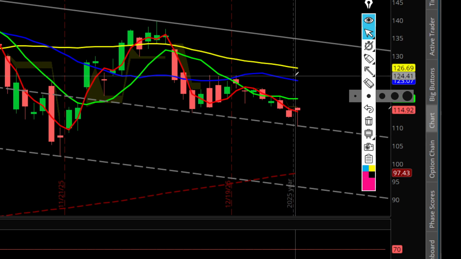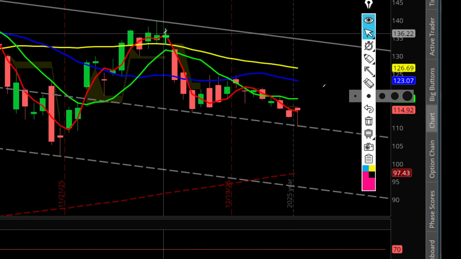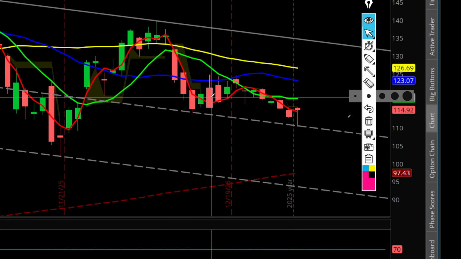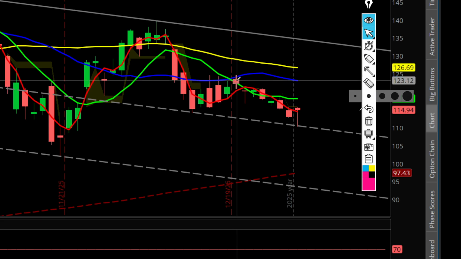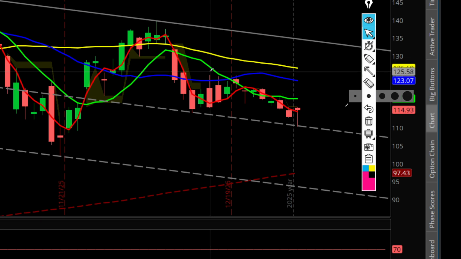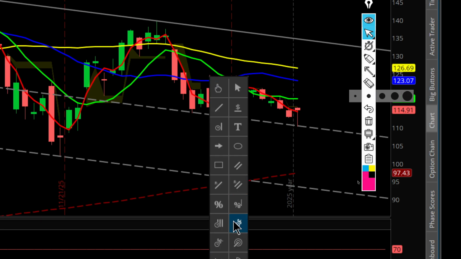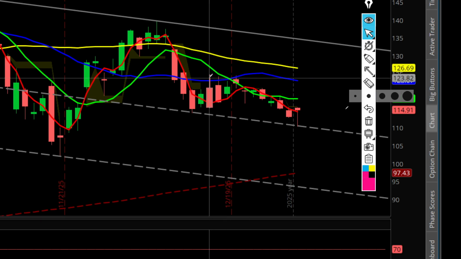Could it go back up here? Yes, but what do we have here? We have a pole. We have a bear flag. Boy, we have nothing but bear flags today. Golly. Let's mark that out and see where it goes.